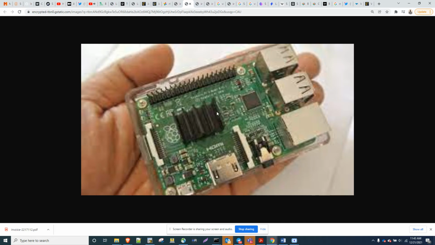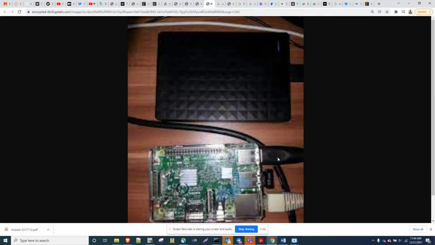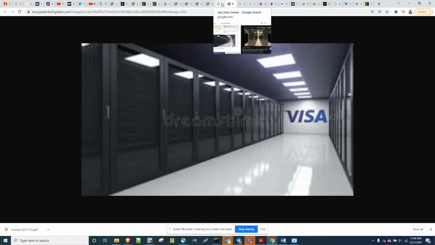Let's look at another one. Look at that, the thing fits in your hand. And now you can participate in a next-generation global network, the Lightning Network, a network on top of Bitcoin. Let's see another one. There you have an external hard drive and the Raspberry Pi. I think that's connecting via wire. Okay, there is a network cable connecting via LAN. All right, let's have a look at another one.